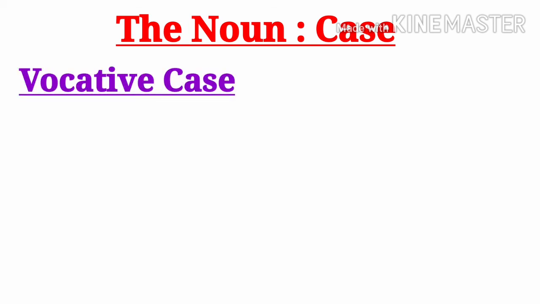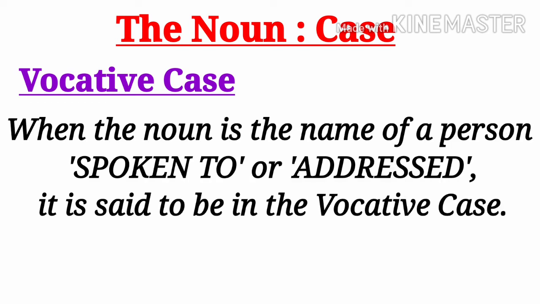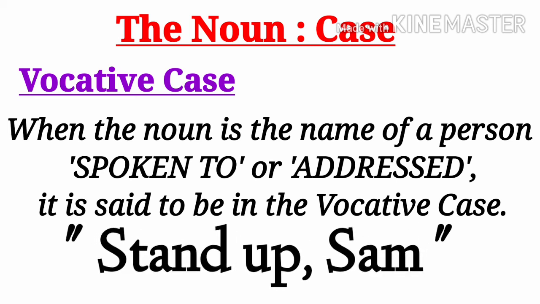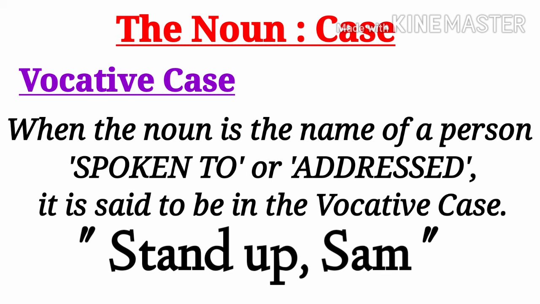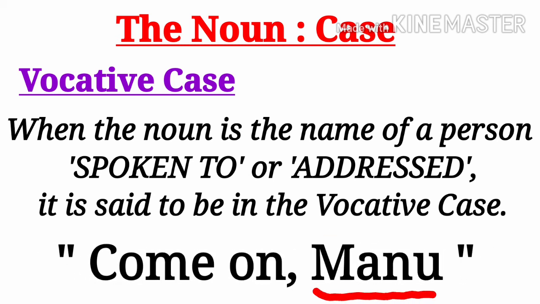Vocative case. When the noun is the name of a person spoken to or addressed, it is said to be in the vocative case. Stand up Sam. Here, the noun Sam is addressed. Come on Manu. Here, Manu is addressed.